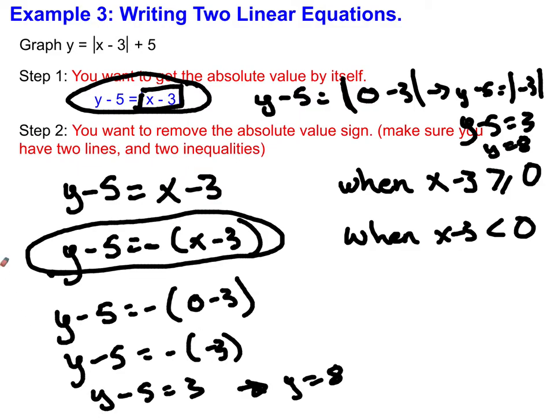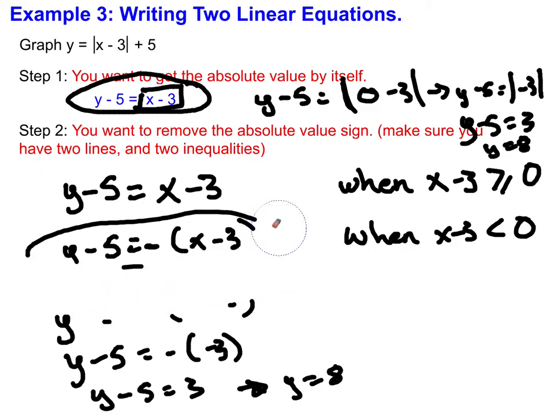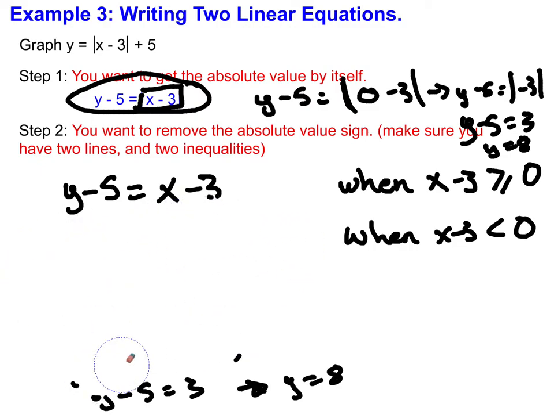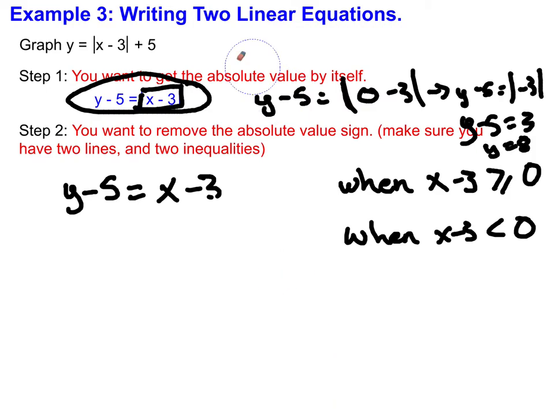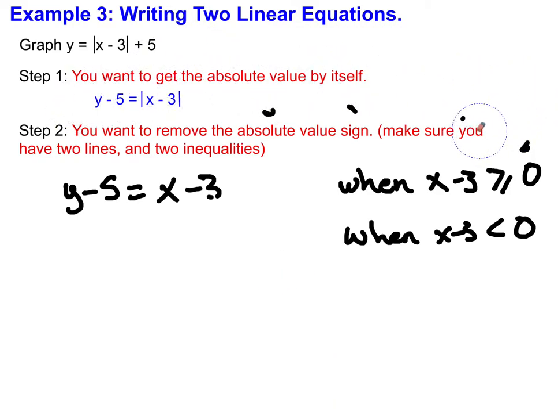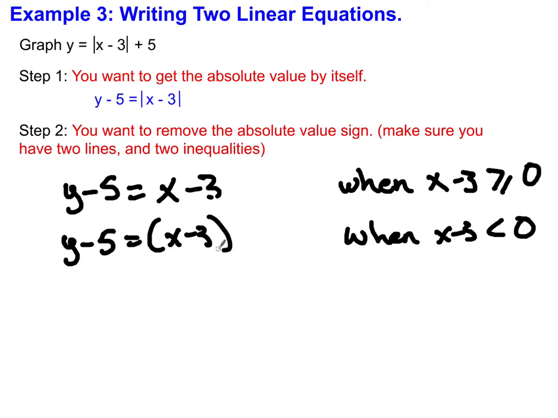So what that means, in order to write an absolute value equation without writing the absolute value sign, to write it as two lines, you have to use a piecewise function. You have to write it like this: when x minus 3 is greater than or equal to 0, and when x minus 3 is less than 0. We have two separate cases. It's the opposite of this. Alright, so now we have two lines and a special case of when you graph them.